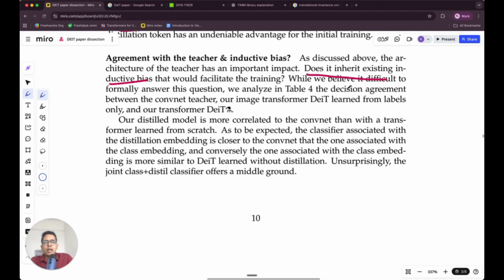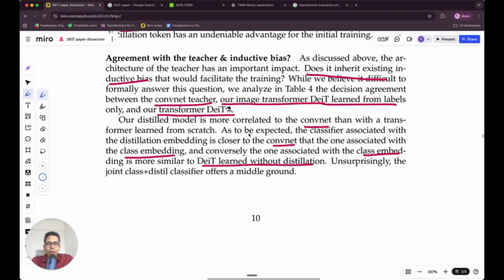So here in table 4, they show the agreement between 3 models: the ConvNet teacher, then the vision transformer DEIT learned from the labels only, which means learned from the ground truth, and then the vision transformer DEIT learned along with the distillation token. Our distill model is more correlated with ConvNet than with a transformer learned from scratch. As to be expected, the classifier associated with distillation embedding is closer to ConvNet than the one associated with class embedding. And conversely, the one associated with class embedding is more similar to DEIT learned without distillation.